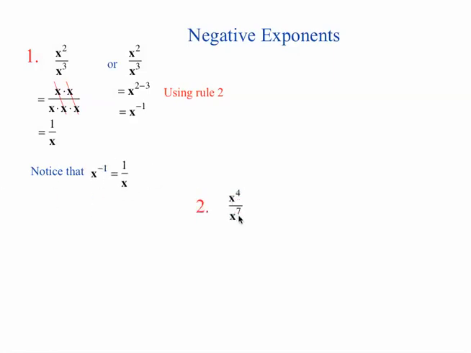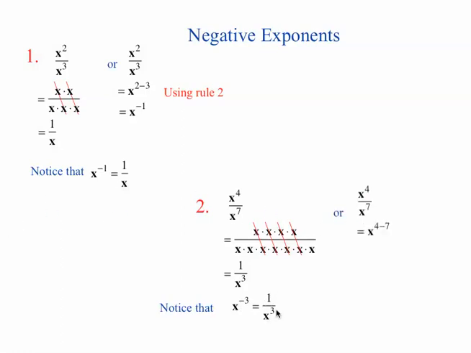Here's example number 2, x to the 4 divided by x to the 7, which once we do all our canceling, we end up with 1 over x to the 3. And if we used our rule number 2 and subtracted the exponents, 4 take away 7, which kind of goes against the grain here, normally you would do the 7 take away the 4 and get 1 over x to the 3, but if you did the 4 take away 7, you get x to the negative 3, which shows that x to the negative 3 is the same as 1 over x to the 3, using rule number 2.